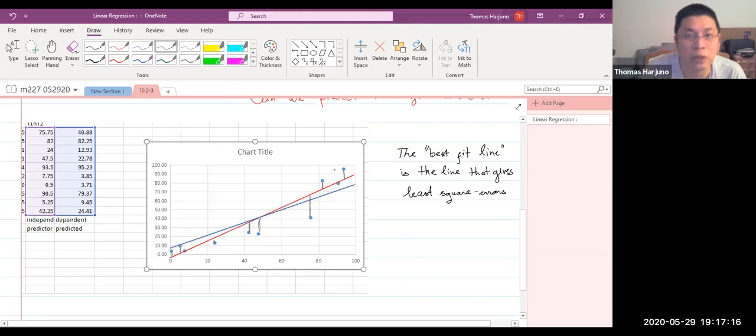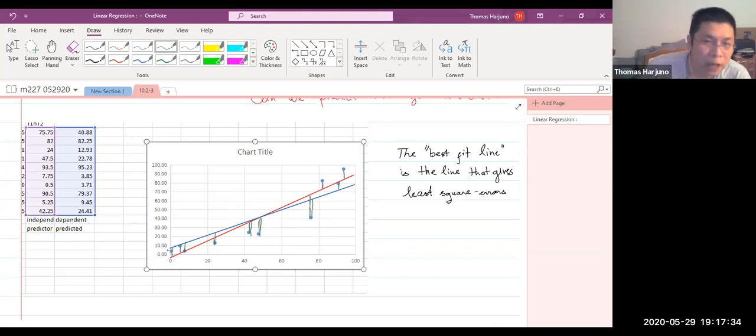Let me use green. The error for this, the error for this, the error for this, for this, for this, for this, like that, right? And you square all those errors and then add them. Now, whoever gets the lesser sum, that's a better fit. Later on I will show you the formula to get the least square errors line, the best fit line.